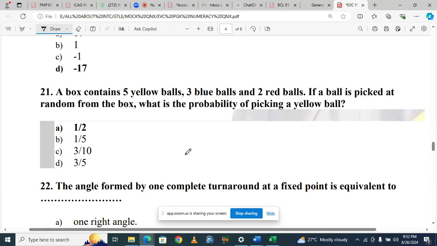Now, one of the videos you also have is probability. So let's see a question on probability. Now, a box contains 5 yellow balls. So yellow is what? 5.